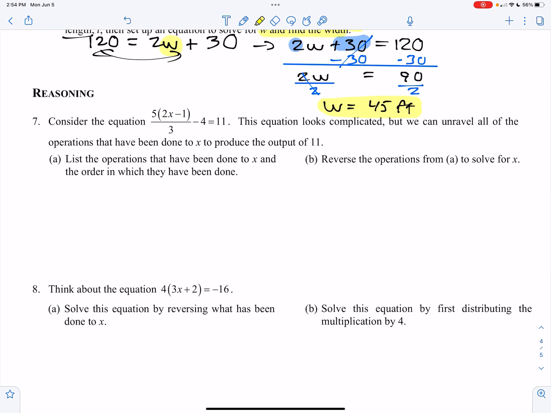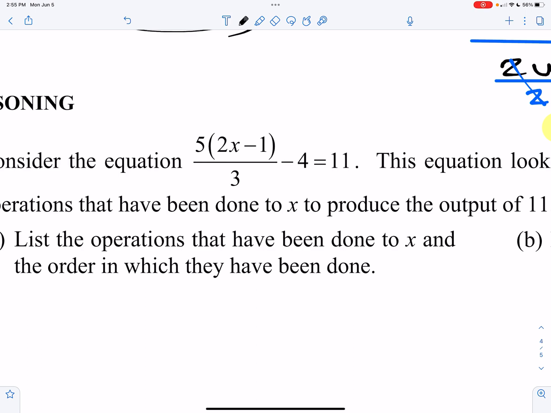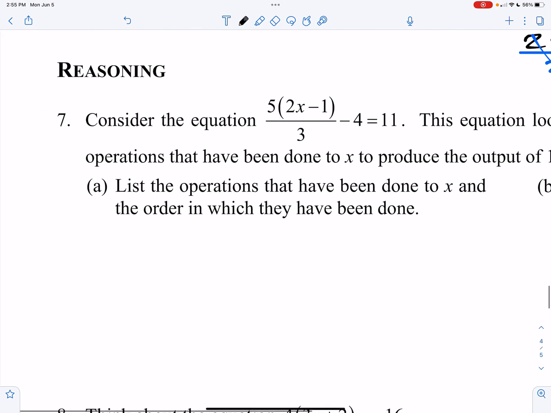Okay, in part 7 and 8, in our reasoning section, we have expressions, and in these expressions, we're going to list in part A what was done to x. In part B, we're going to reverse the operations to solve and get x by itself. Okay, so we have this right here. We're going to take a look at it. Now, a couple of things. Number one, we're multiplying by 2, and that result is being subtracted by 1. So we can start there.